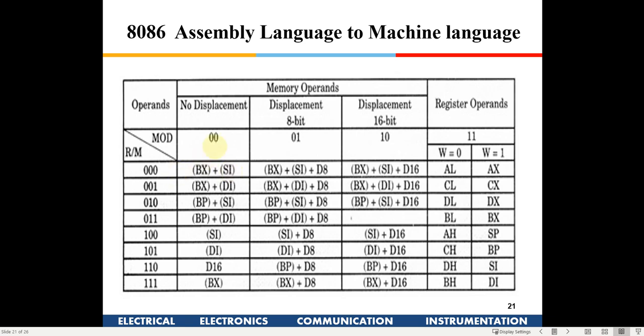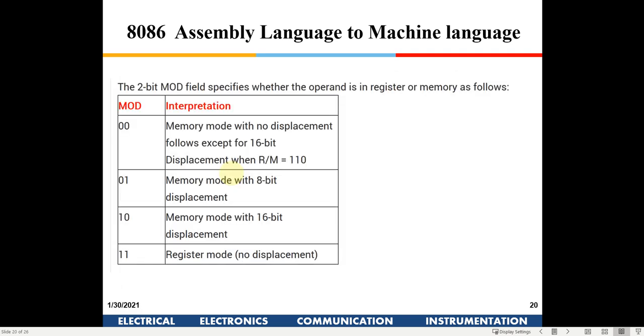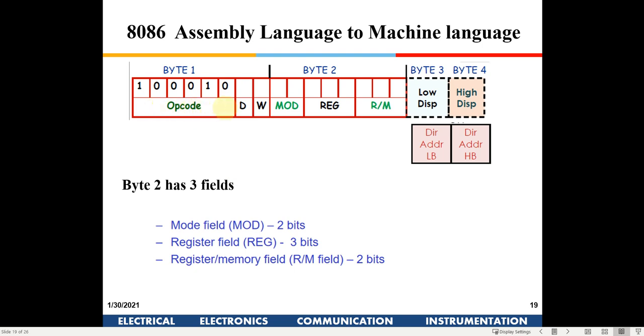Now let me go back and just understand this first cell, then everything else will be clear. For mod 00, if I write R/M as 000, then it indicates BX plus SI. So if I have an instruction like move AX, within square bracket BX plus SI, then I write the opcode for move, direction here, and in the register it is AX.